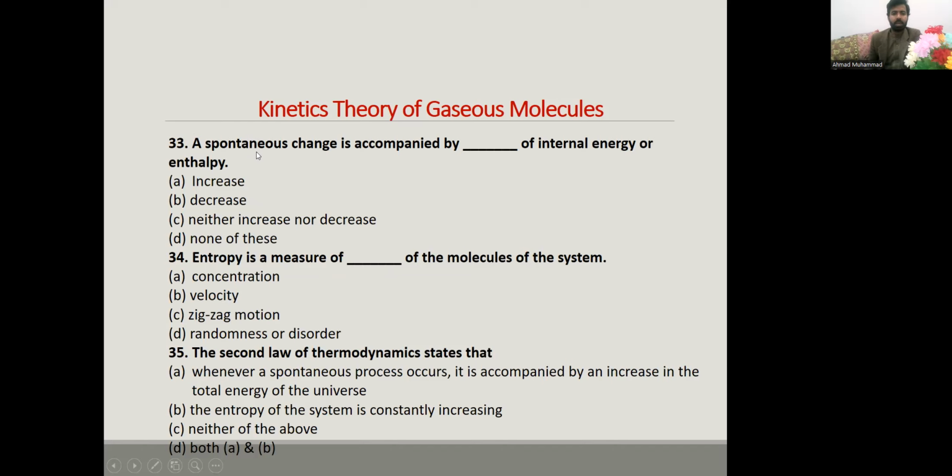Question number 33. A spontaneous change is accompanied by dash of internal energy or enthalpy. The right option from these options is decrease. A spontaneous change is accompanied by a decrease of internal energy or enthalpy. Entropy is a measure of dash of the molecules of a system: concentration, velocity, zigzag motion, randomness, or disorderness. So the right option from these four options is D. Randomness or disorderness of a system is known as entropy.